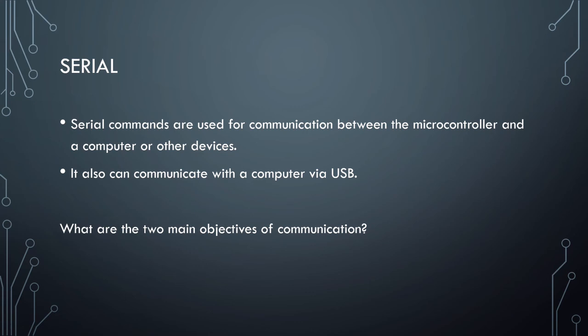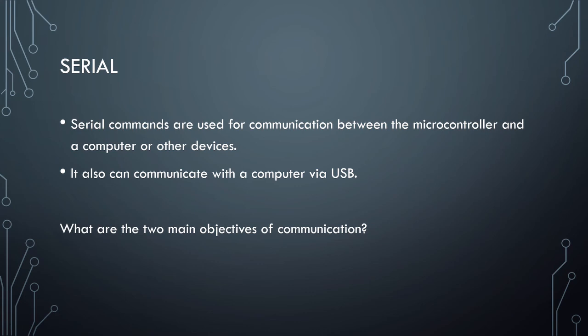So you have different options, but the most basic is communicating with a computer via USB. And I've kind of answered this question already, but the question that I typically pose to the class is, what are the two main objectives of communication? Even outside of microcontrollers, if you think about communicating with people, your objectives are typically either to, one, convey information, you're outputting information to somebody or to multiple people. And the second objective is to receive or to gain that information.